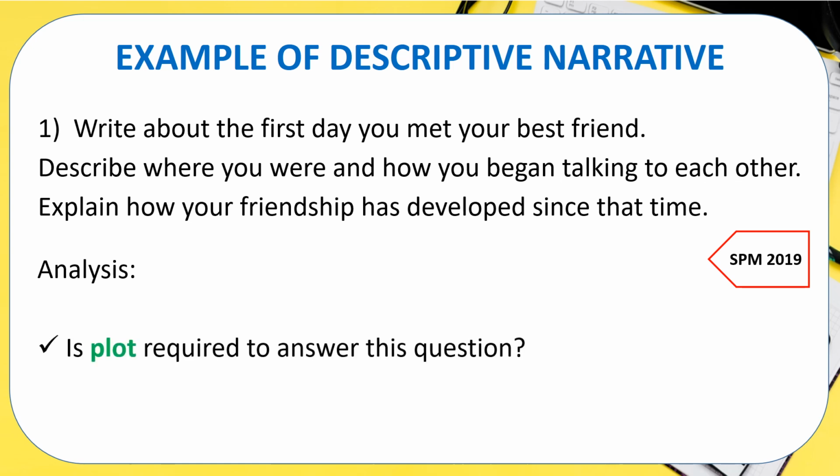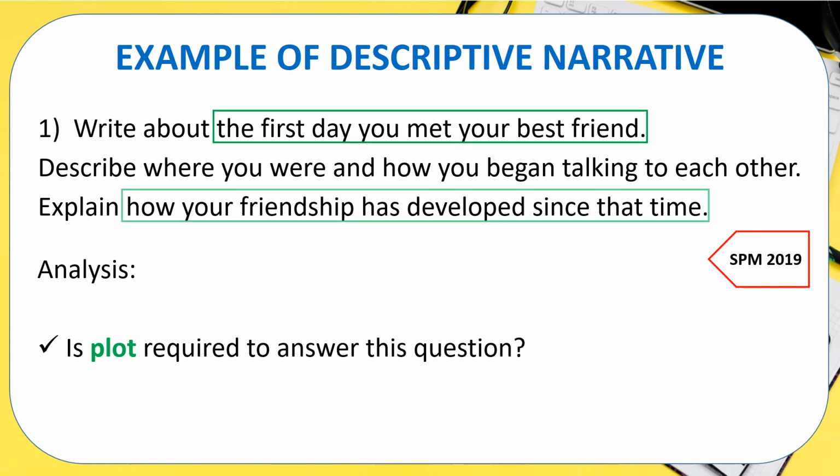So is plot required to answer this question? Well, you see, the first day you met your best friend, and then how your friendship has developed since that time. You see, there are events mentioned here, right? Peristiwa, right? It starts with how you met the best friend, and then how it has developed, right? So is it getting better or is it getting worse, right? So it has plot, sequence of events.